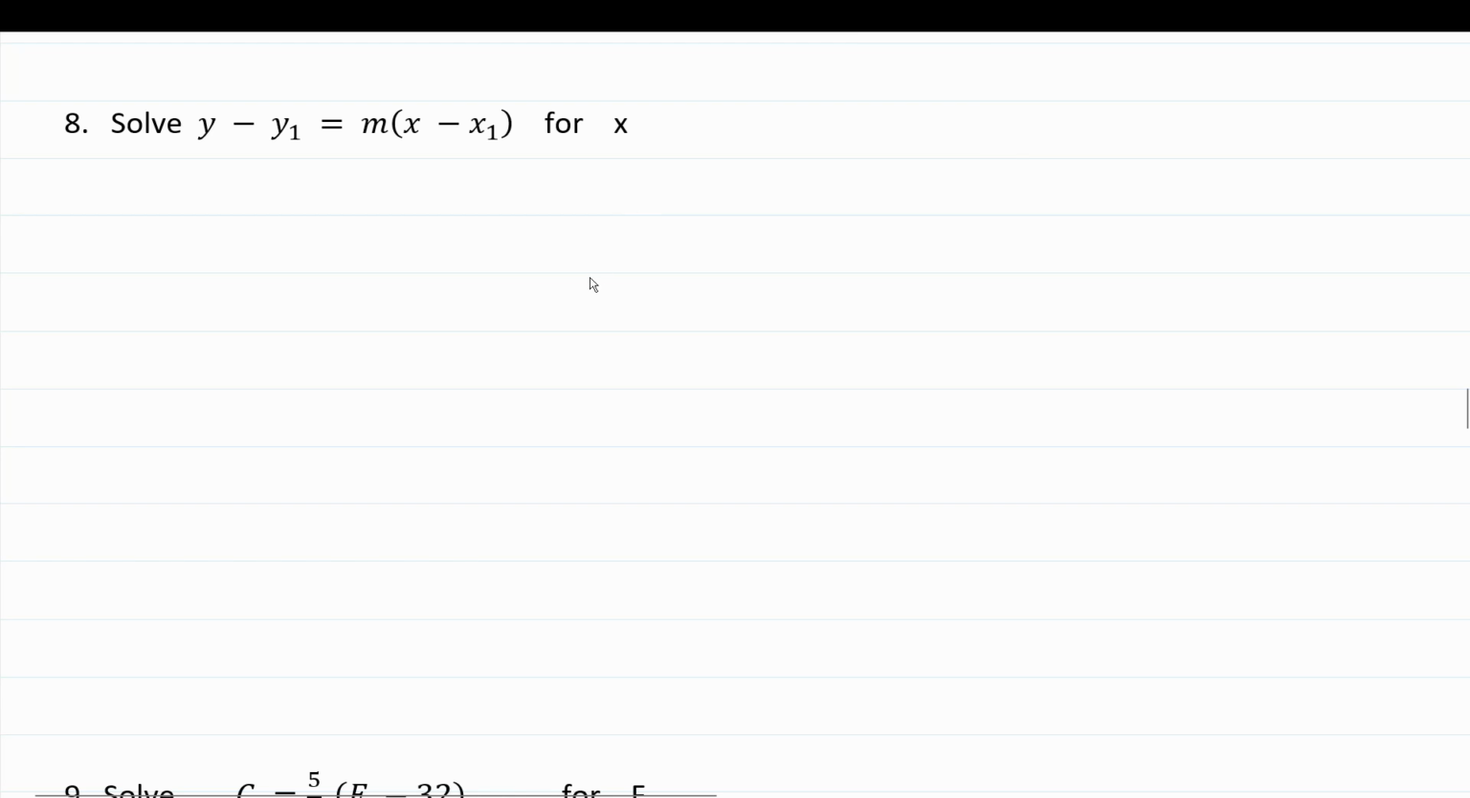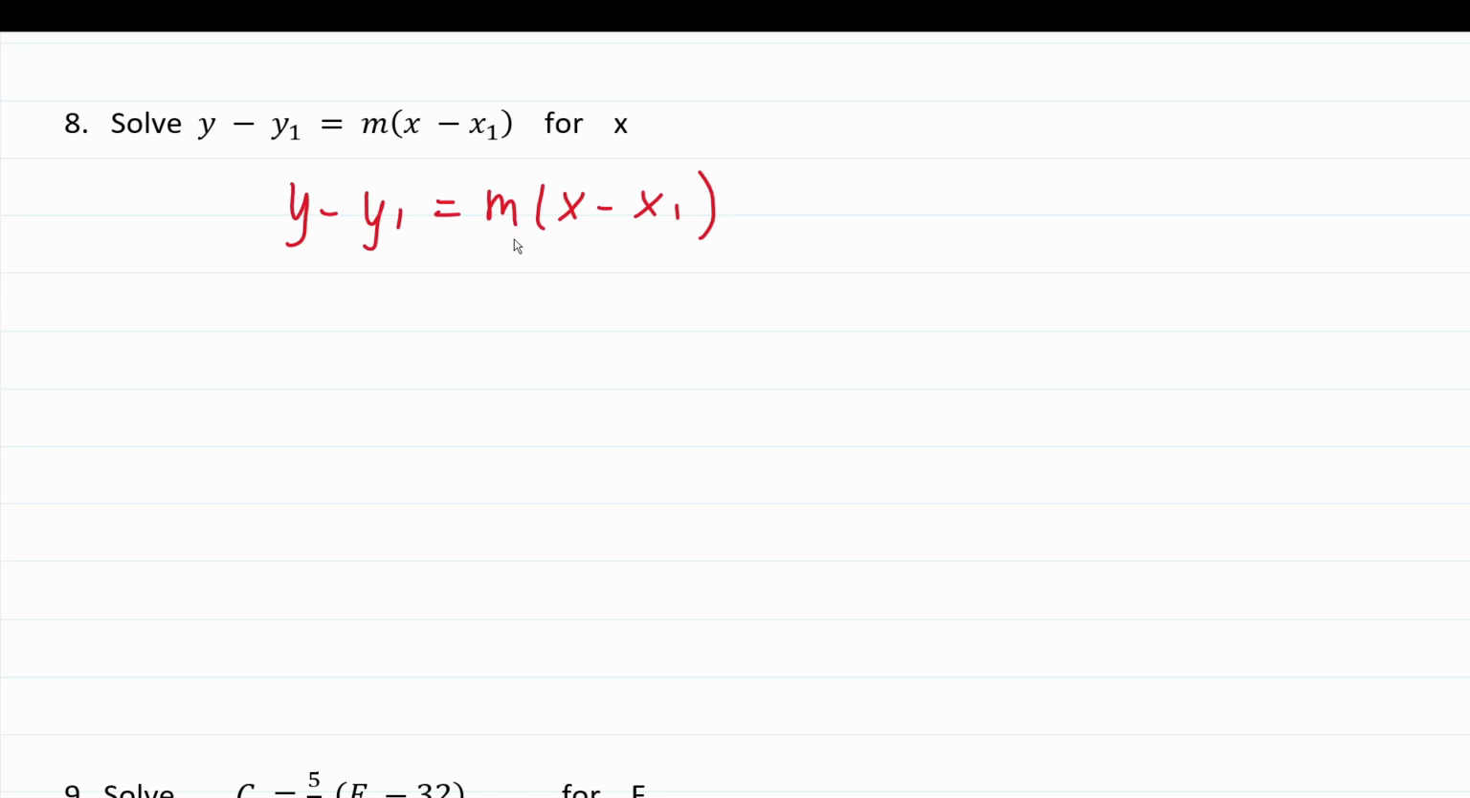So number 8 says solve y minus y1 equals m times x minus x1 for x. So let's start by copying this one down. We have y minus y1 equals m times x minus x1. And again, we're solving for x.